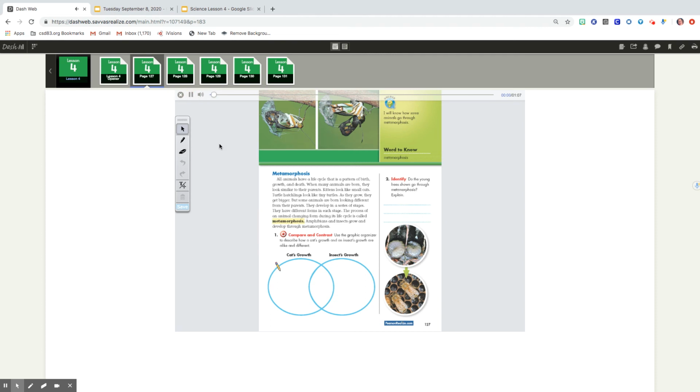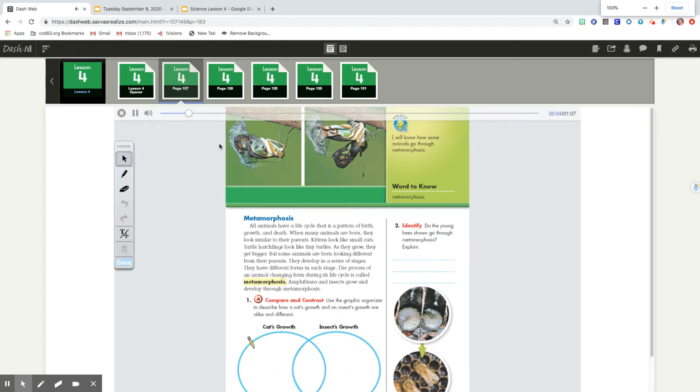Unlock the big question. I will know how some animals go through metamorphosis. Word to know: metamorphosis. All animals have a life cycle that is a pattern of birth, growth, and death.